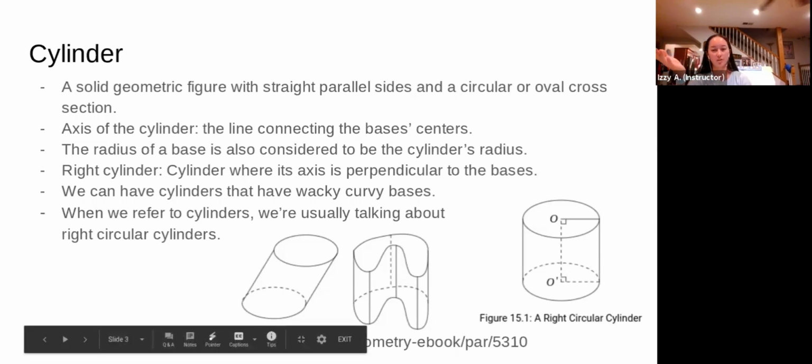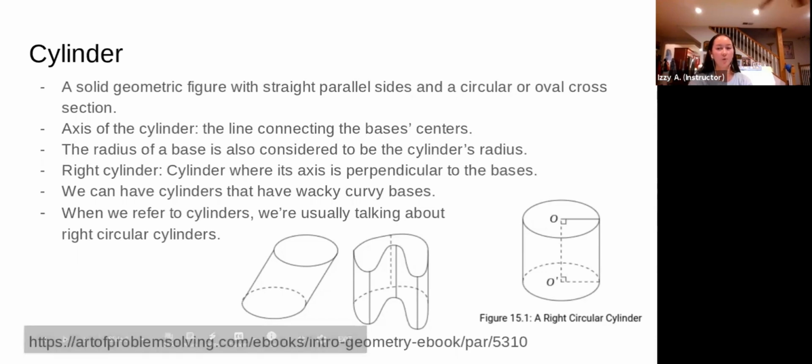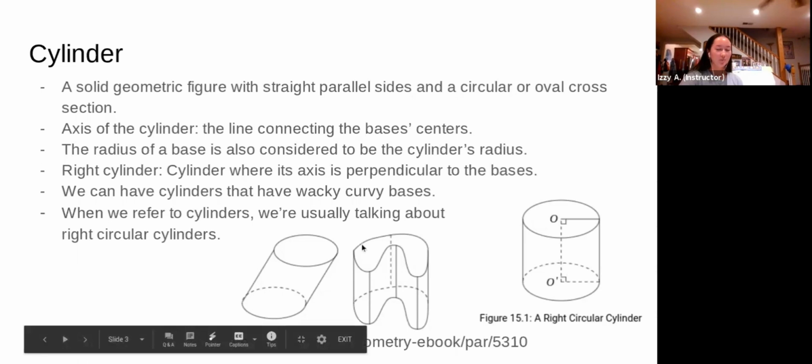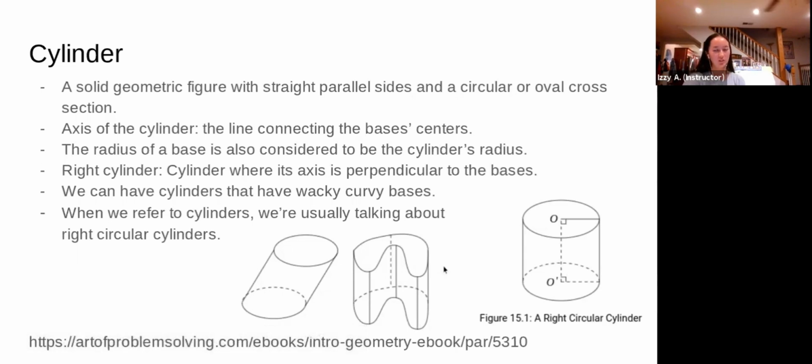Those are the different characteristics that I'll try to identify to figure out whether or not we're dealing with a cylinder. But again, as I said previously, we usually don't deal with these weird looking cylinders too much.